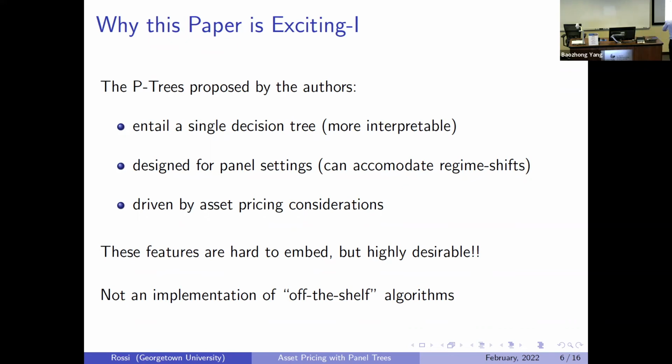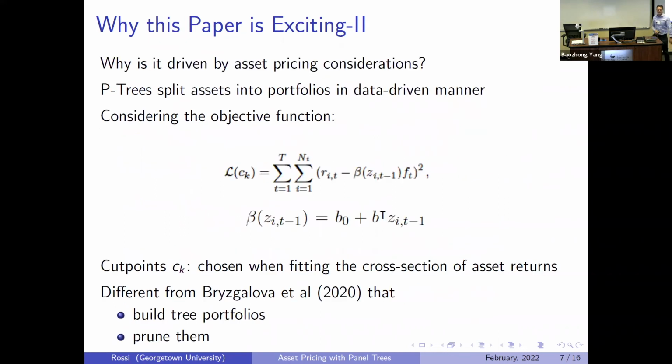Now, these are very hard features to embed, but they're also very desirable. And I also want to emphasize that this is not an off-the-shelf implementation of other algorithms that have been developed. This is brand new. Now, why do I say that it's driven by asset pricing considerations? You can see it over here. The splitting points are all defined by fitting a factor model. So jointly, you define what the portfolios are and the splitting points at the same time.